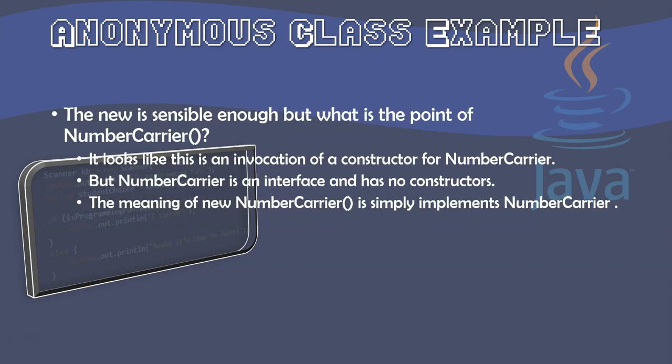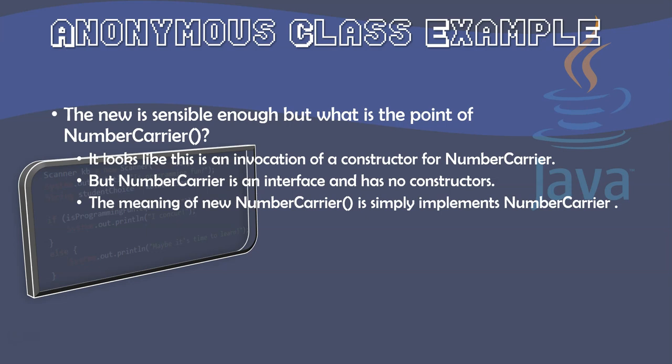The new part is very sensible because we're creating a new instance of it. But what's the point of NumberCarrier? This looks like an invocation of a constructor for NumberCarrier. However, if you recall, NumberCarrier is not a class. It's an interface, and therefore, because it's an interface, there are no constructors.